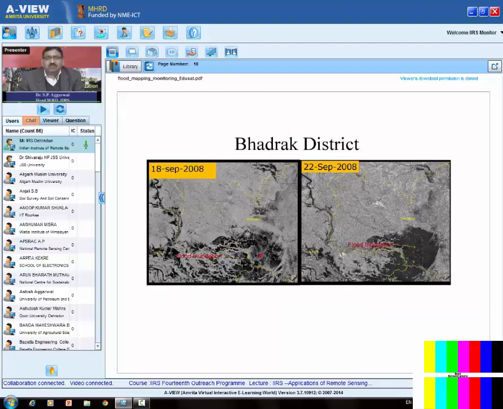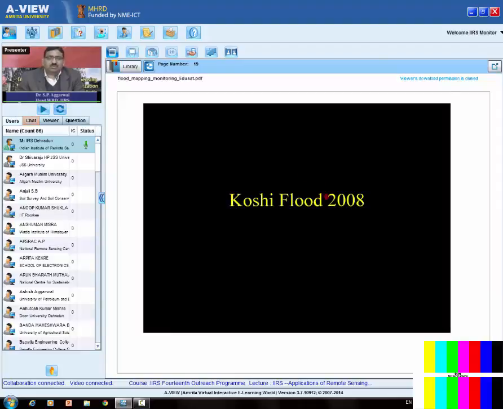Maybe in detail you take a close up. This is the Bhadrak district. You can see here on 22nd September a lot of flood was there in 2008. So you can map it, and if you have a village boundary and all these things, superimpose it, and you will get all this information which I have told you earlier.